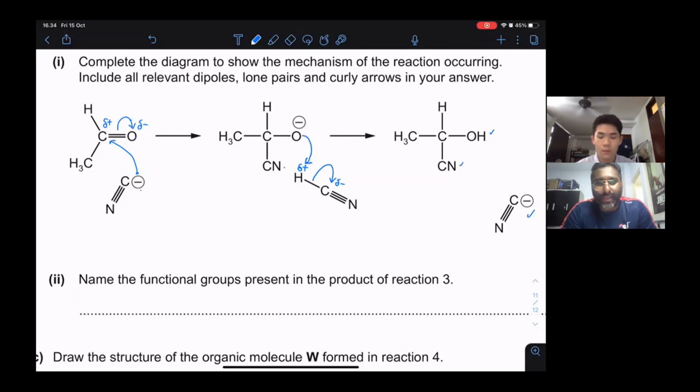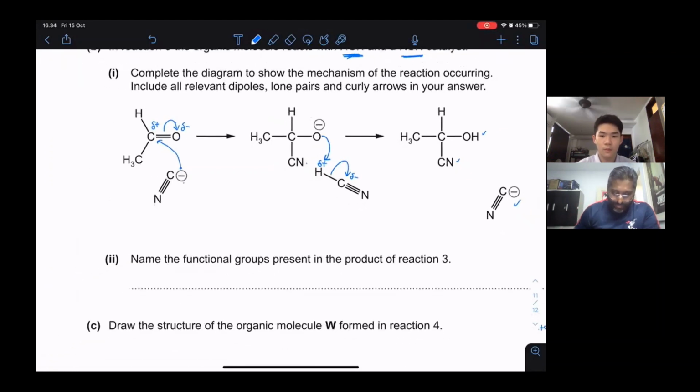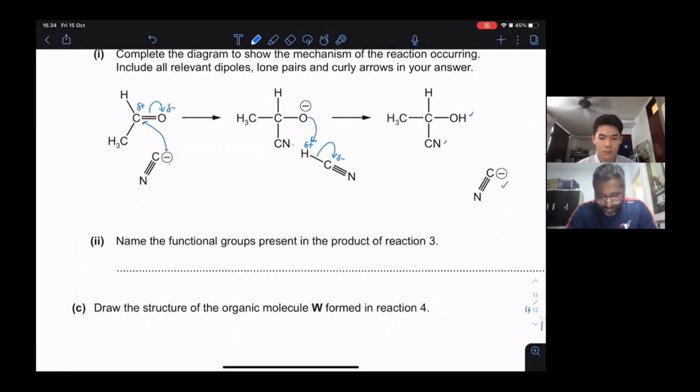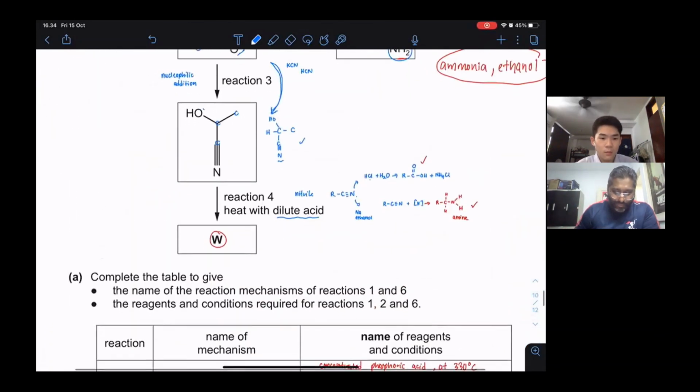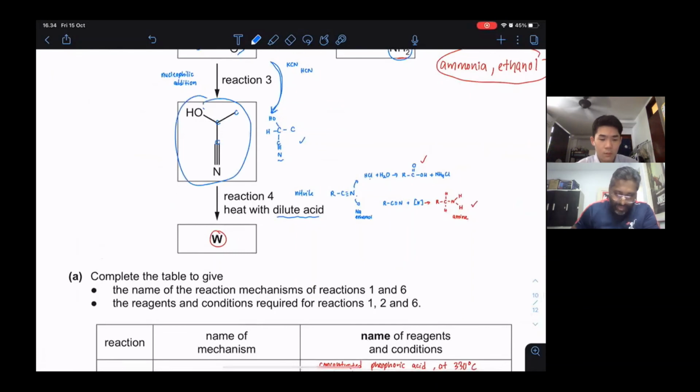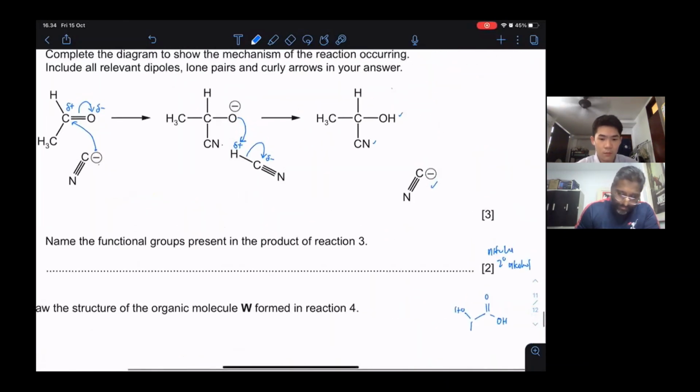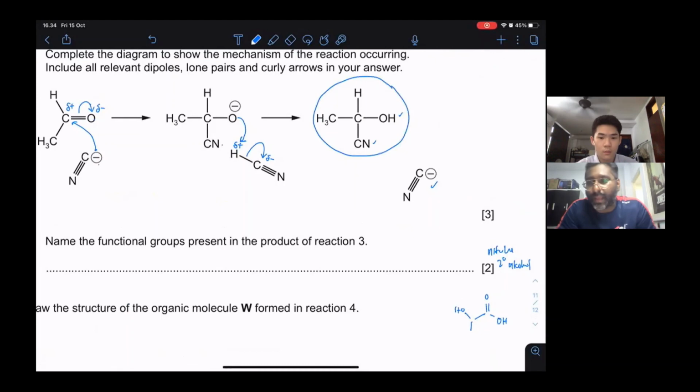These are all the important pieces of information that you need to put: the delta positive, delta negative, and so on. Here they say, name the functional groups present in the product of reaction 3. This is the product of reaction 3. If you want to write the functional group, what will be the functional group in that product? Alcohol. Good. One is alcohol. If you don't want to mention alcohol, what else can you actually mention other than alcohol?